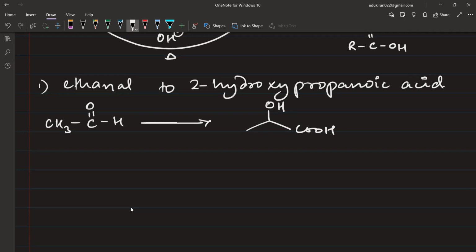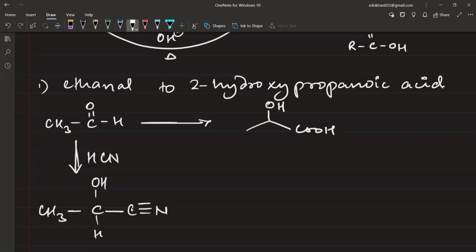So whenever there is an increase of one carbon atom from ethanal, you are going to do the reaction with HCN. Look at what happens with HCN: you get cyanohydrin, right? One carbon gets added here. How? On the CH3 carbon, this carbon is going to get the OH, the hydrogen will be as it is, and you are also going to get the CN here. We got the cyanohydrin, where you have this carbon with triple bond nitrogen.